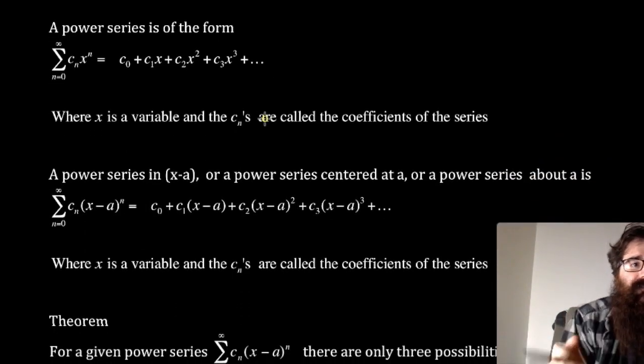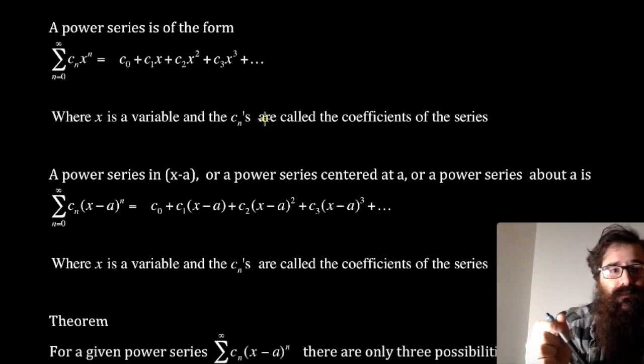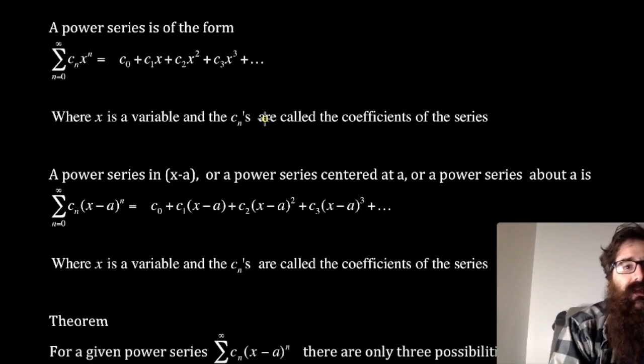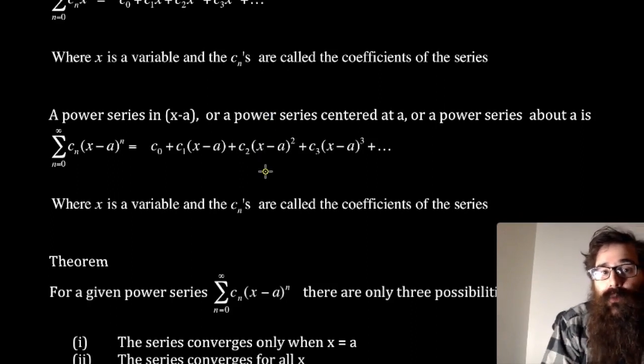A power series is a series of the form, the sum from n equals 0 to infinity of c sub n times x to the n. If we write this out longhand, we just get this infinite degree polynomial, c sub 0 plus c sub 1 times x plus c sub 2 times x squared plus c sub 3 times x cubed and so forth, very generic, where x is a variable and all the c sub n's are the coefficients of the series. Similarly, we could have a power series in x minus a, and this would be referred to as a power series centered at a or a power series about a.